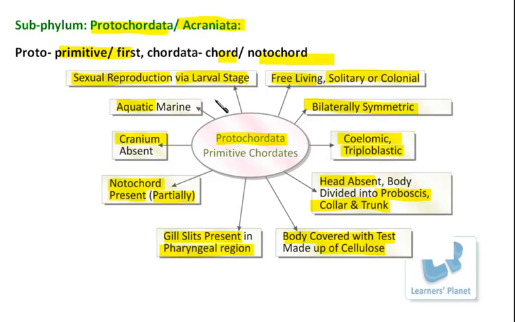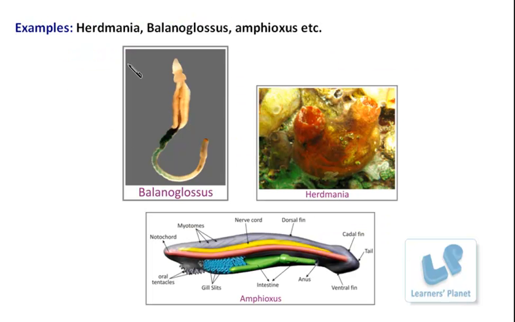I can give you some examples now, so as to clarify how these organisms look, as of course they are marine organisms, and you may not see them all the time, and everybody might not have seen these organisms, right? And in general, it is not possible for each and every individual to look at these organisms, as they are exclusively found at the bottom of the sea. So let me show you some pictures. So students, here are some examples, like Herdmania, Balanoglossus, Amphioxus, and so on.